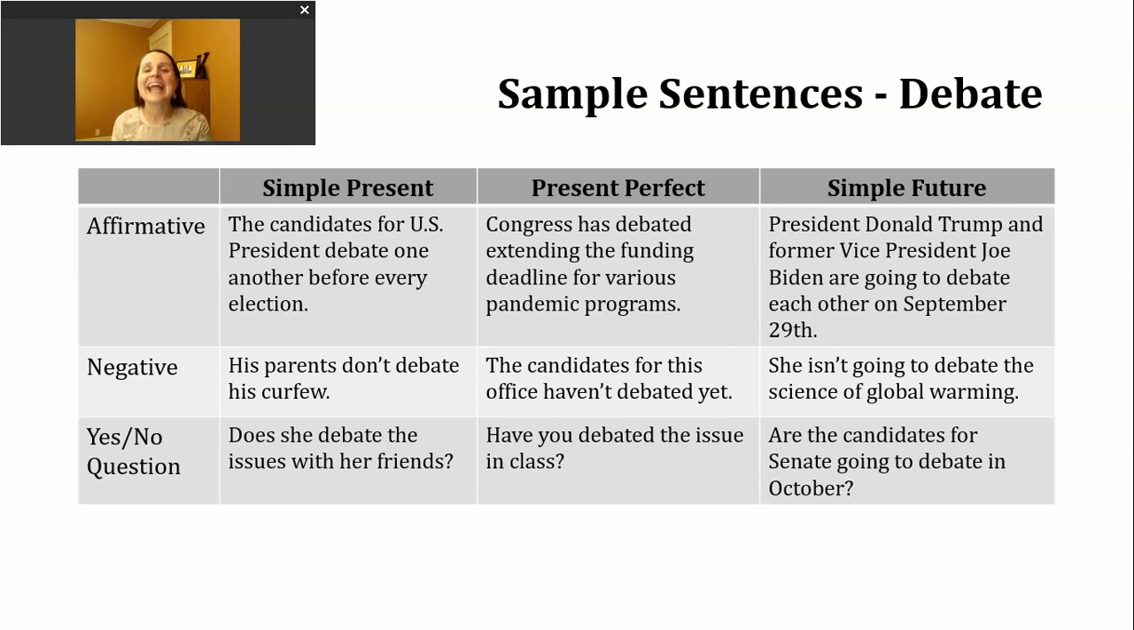If I want to make a negative present perfect sentence, I'm going to insert not after have or has.